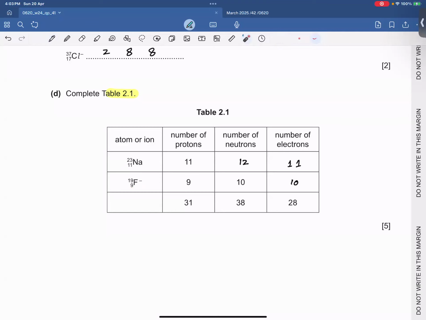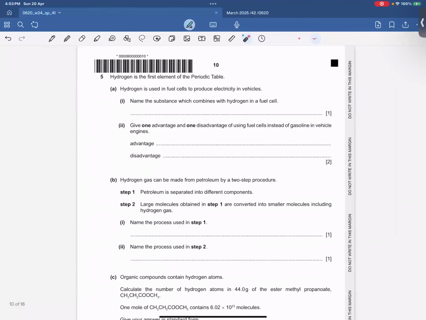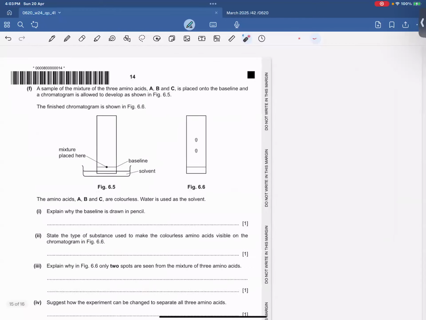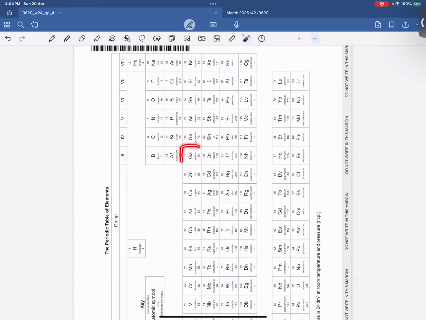Now atomic number is 31. So whose atomic number is 31? For that we go to the periodic table so that we can determine the symbol of that particular element. So atomic number 31. This is the atomic number 31 and the element is gallium, and the symbol is Ga, capital G, small a.